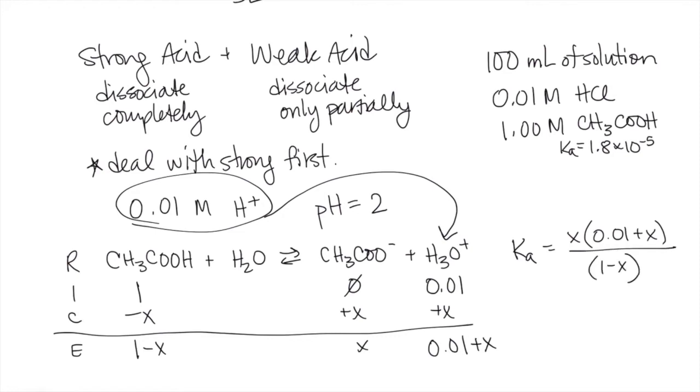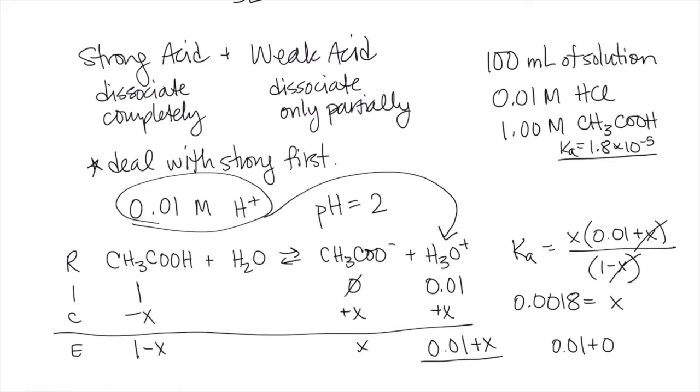So we have to ask ourselves, can I neglect X here? My Ka is 1.8 times 10 to the minus 5. I'm starting with 1 times 10 to the minus 2. Because they're 3 orders of magnitude apart, I'm going to say yes, we can neglect X. So when we do this, we've got 1.8 times 10 to the minus 5. I'm going to multiply by 1. I'm going to divide by 0.01. And that's going to be my value of X, 0.0018.